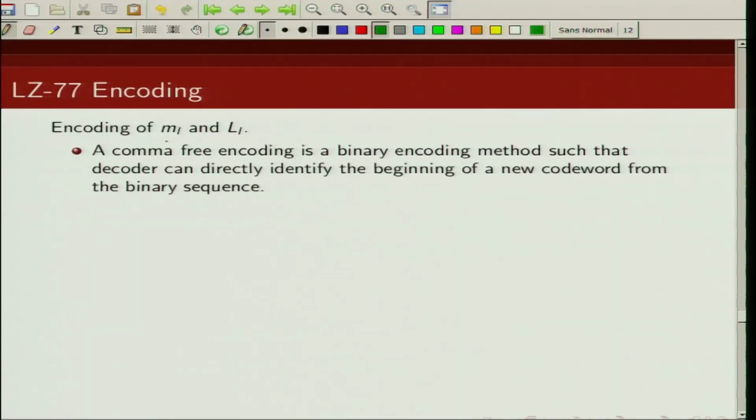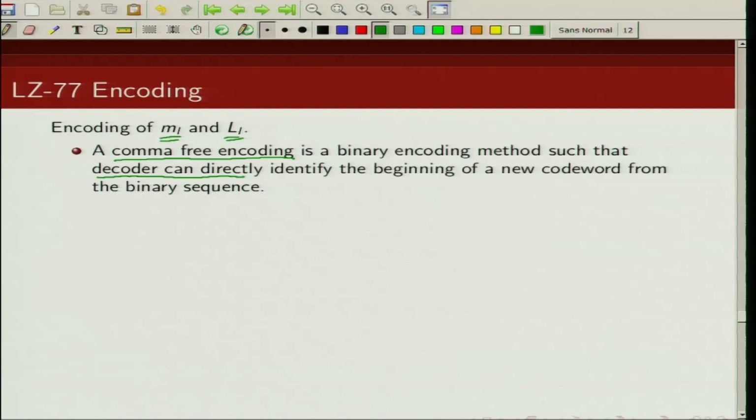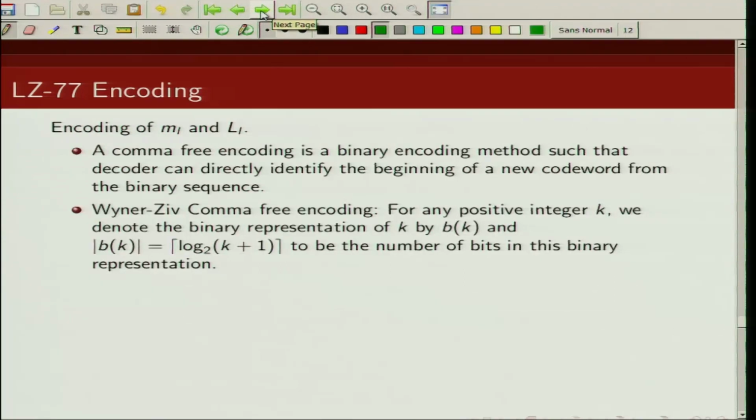So we are going to do what we call comma-free encoding of M and L. Now of course, if we are using variable length codes, we would like to know where the boundaries of L and M are. So if we use a comma-free code, the decoder can directly identify the beginning of a new code word from the sequence of numbers that it is receiving. So one such encoding scheme is given by Weiner and Ziv. So this is as follows.